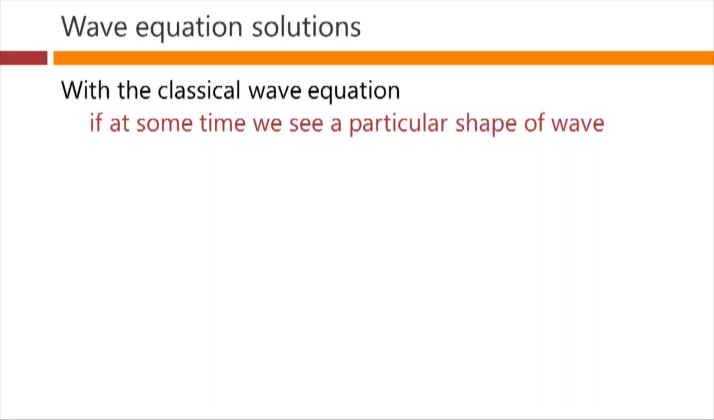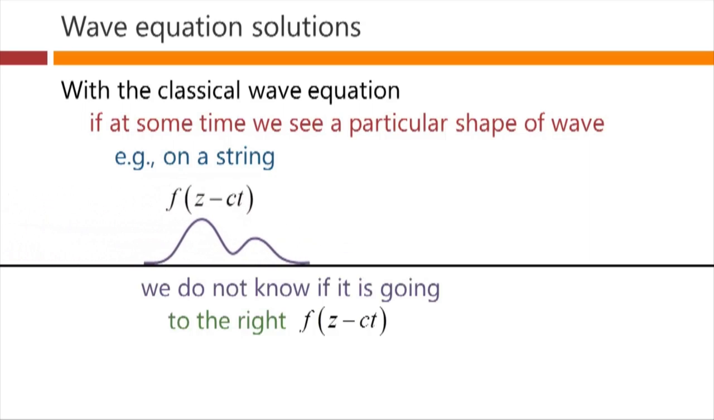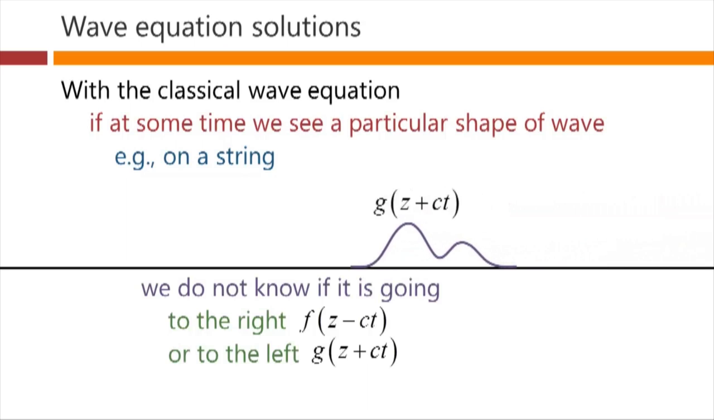We might still ask, though, why are we paying this price of this new wave equation and its complex wave? The answer to that lies in its ability to tell us what is going to happen next. With the classical wave equation, if at some time we see a particular shape of wave, for example, a wave on a string, maybe like this pulse here, and we've taken a flash picture, an instantaneous picture of this wave, so we see this shape here, we don't know if it's going to the right or if it's going to the left.